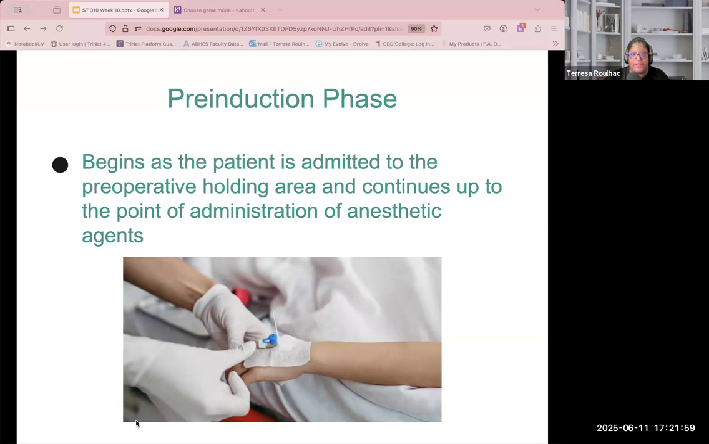Now, this happens simultaneously as you're setting up, okay? A lot of the things that we do in the operating room are happening simultaneously, meaning the circulator is not waiting on you to set up your room. The surgeon's not waiting on you. Everything's happening at the same time, okay? Now, pre-induction sets the stage, okay? We want a smooth transition to anesthesia.